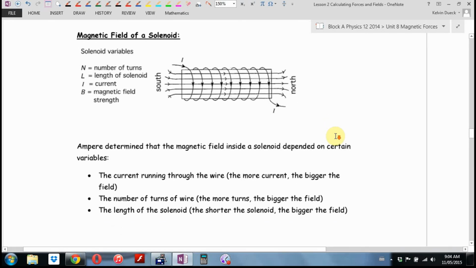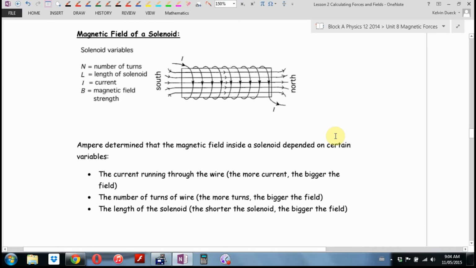Here's your next equation. So you have the following variables in a solenoid. The number of turns of wire, the more times you wrap it, the stronger it's going to be. How long the solenoid is. If you make it long, it gets weaker. If you cram the wires together, if you make it shorter, you get a much stronger overlapping magnetic field. The current, if you send more current through the solenoid, you're going to get a bigger magnet. And the magnetic field strength is what we're trying to figure out.